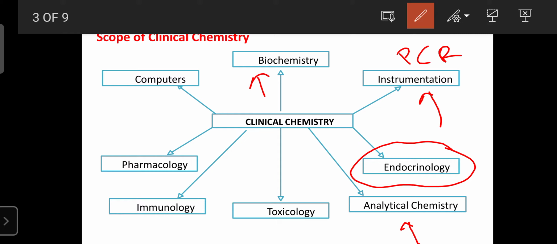Also in the case of pharmacology, that is the development of drugs, finding out the target for the drug, whether the drug treats the disease or not, or whether the drug causes an ADR or not. That is also concluded with the help of clinical chemistry. Even clinical chemistry is helpful in the case of computers: the development of new instrumentations or software or computers that are helpful for the diagnosis of disease. So these are the various scopes of clinical chemistry.